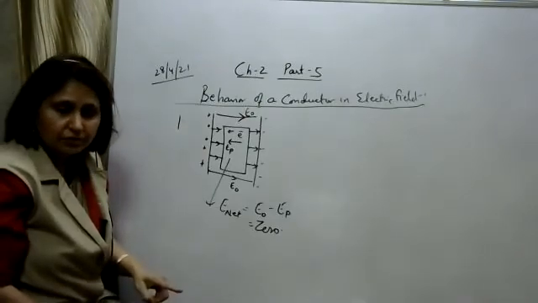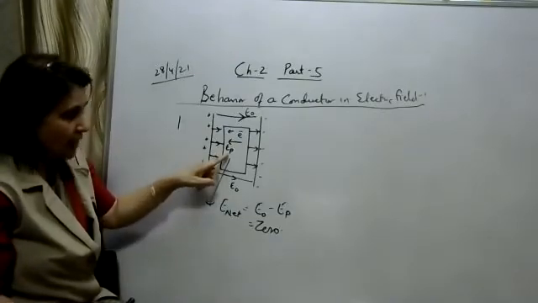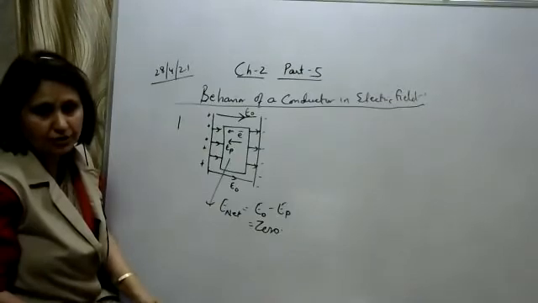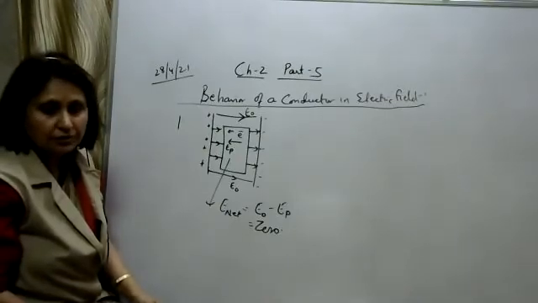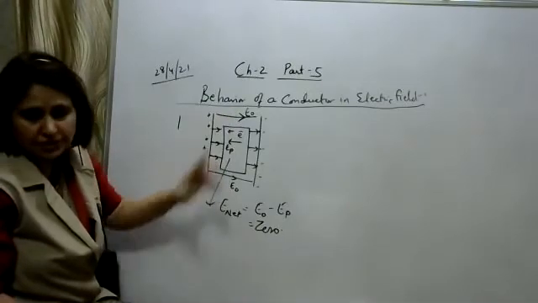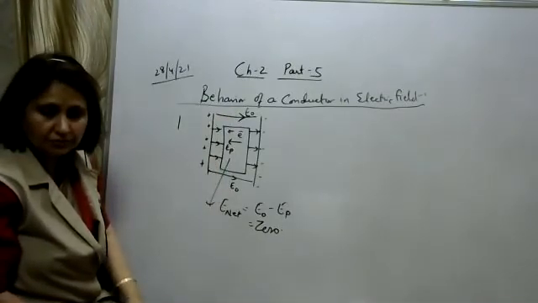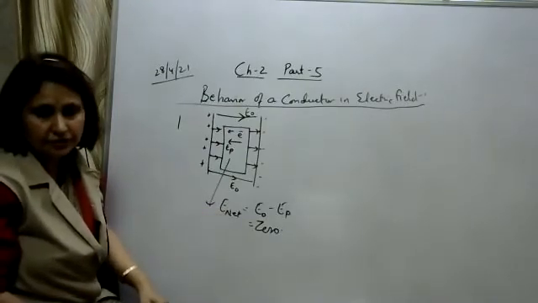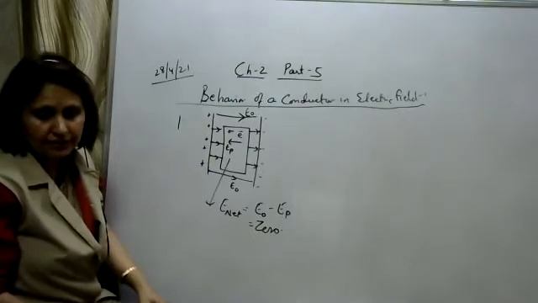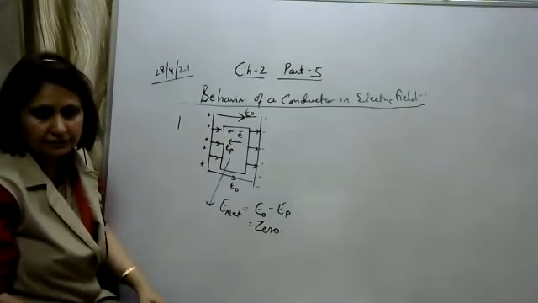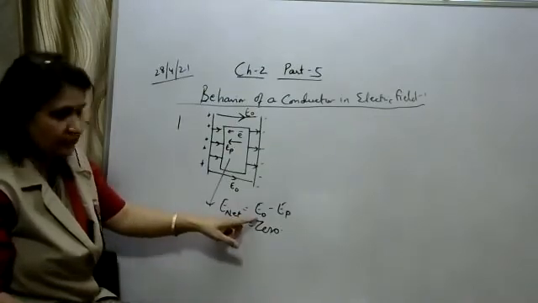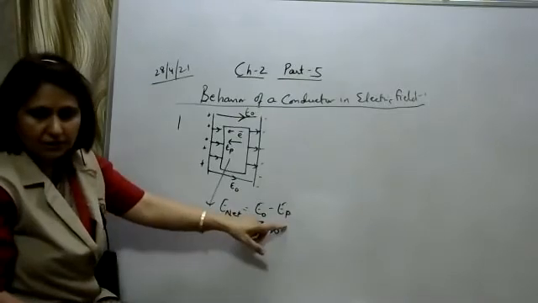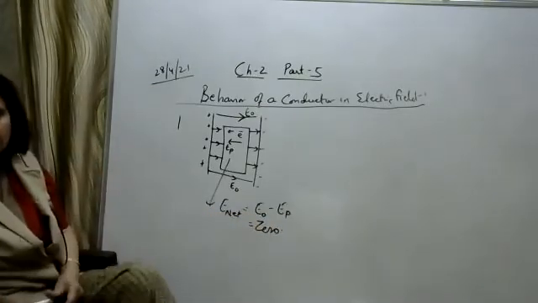Write down, these electrons move until EP becomes equal to E naught. So the net electric field inside the conductor is 0. You can write it like this: the net electric field inside the conductor is E naught minus EP, which is equal to 0.